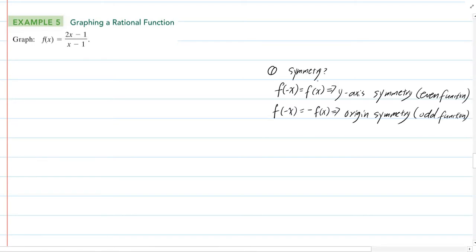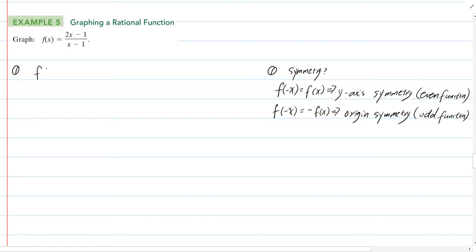Okay, step 1, we're going to check for symmetry. If f of negative x equals f of x, then we're going to have y-axis symmetry, which is also an even function. If f of negative x equals negative f of x, then we're going to have origin symmetry, which is an odd function. We have done this before.